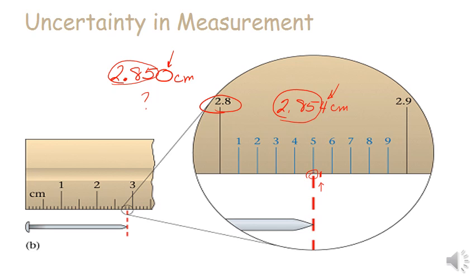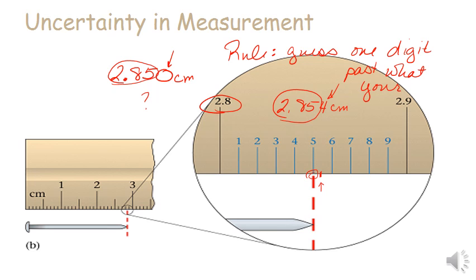So there's basically a rule that you could use for this, and the rule is that you're always going to guess one digit past what your measuring device allows.